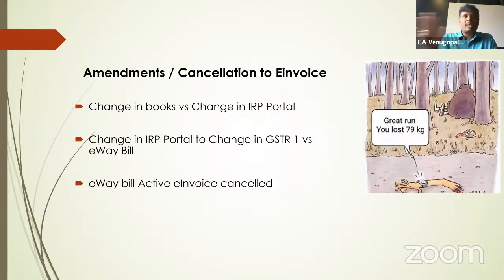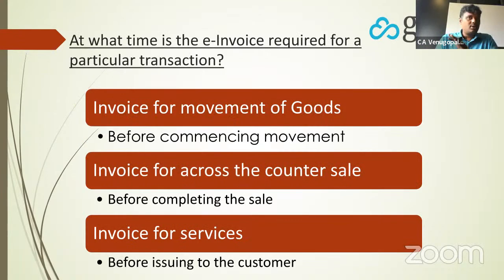No amendments, nothing can be done. Can I do cancellation? Within 24 hours. After 24 hours, no cancellation. I generated the invoice but forgot to add some 100 rupees, can I do it? Once generated, no amendments. Within 24 hours, no amendments.